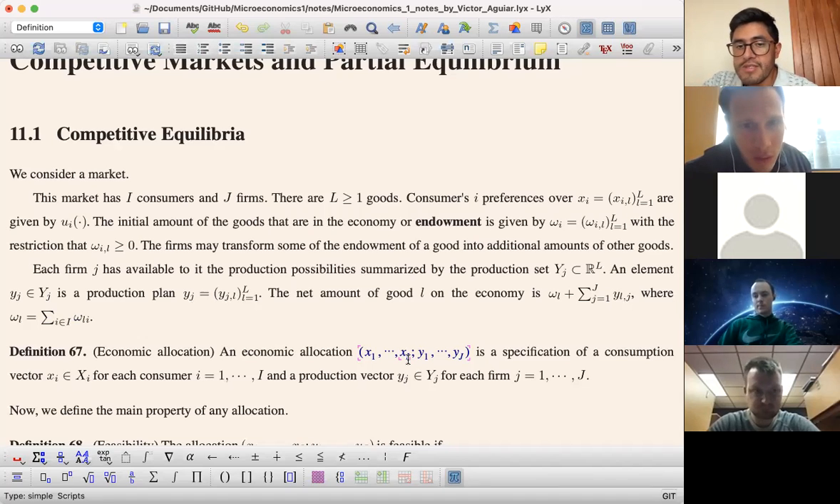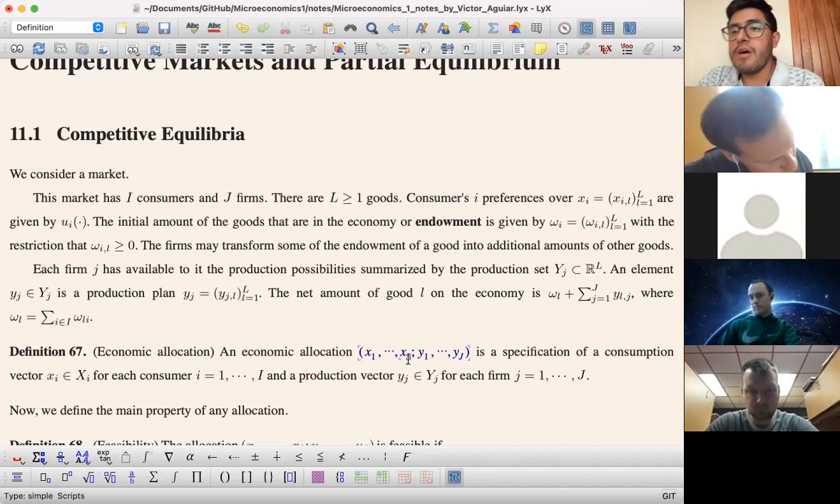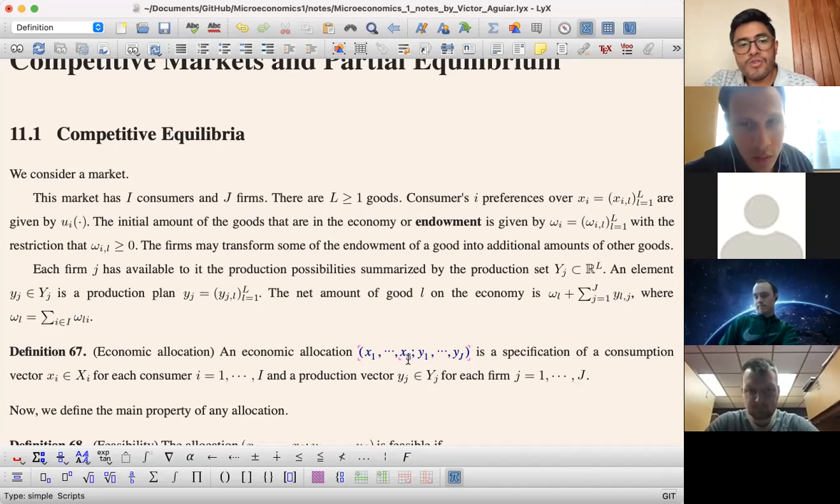The columns of this thing are I plus J, right? Because it's capital I consumers plus capital J firms, I plus J. Now, the rows of this big matrix are the L goods, right? Everyone understands? So this is what we call an economic allocation.